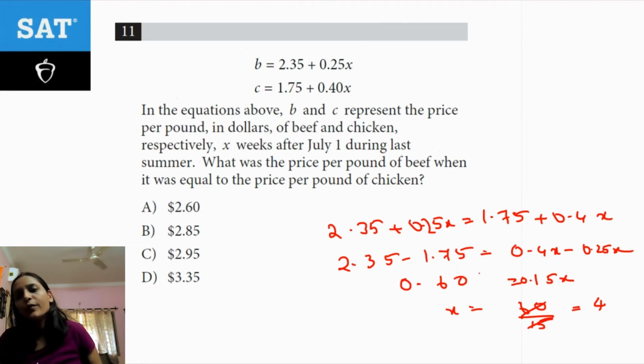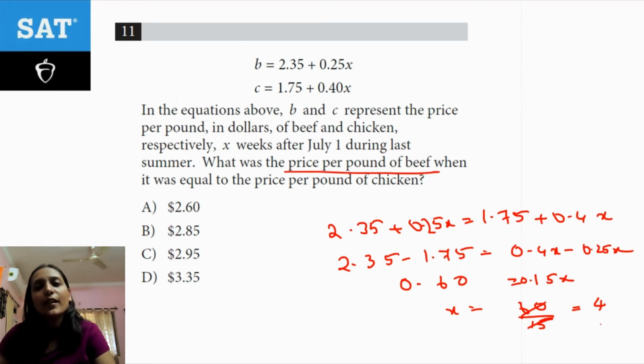All right, so no need to worry over here. Once we find the value of x equal to 4, we have to find the price per pound of beef. So we need to put the x value over here. So this would be 2.35 plus 0.25 times 4, which would be 3.35. So your answer should be D.